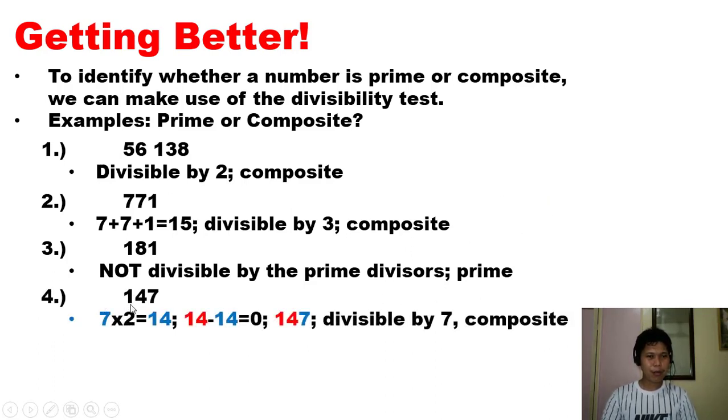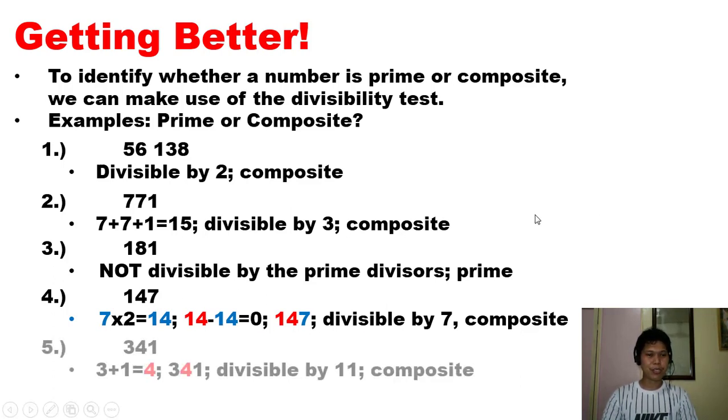We have number 4,147. So, it is not divisible by 2, hindi rin sa 3, sa 5, pero divisible siya sa 7. Kasi nga, 7 times 2 is 14, and then 14 minus 14 is 0. Okay, so it is a composite number. We have also 341. Hindi pwede sa 2, 3, 5, 7, pero pwede sa 11. Kasi nga, 3 plus 1 is equal to 4. Ayan, yun nasa gitna. So, the outer digits, i-add mo, ang result is nasa gitna, it is divisible by 11. Therefore, it is a composite number.